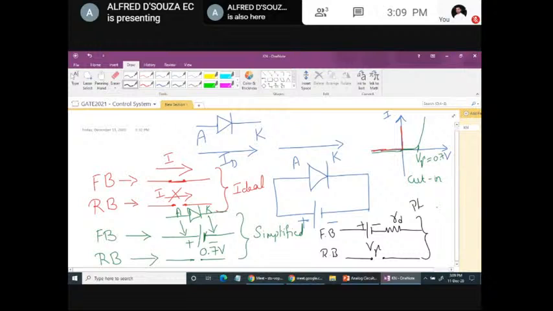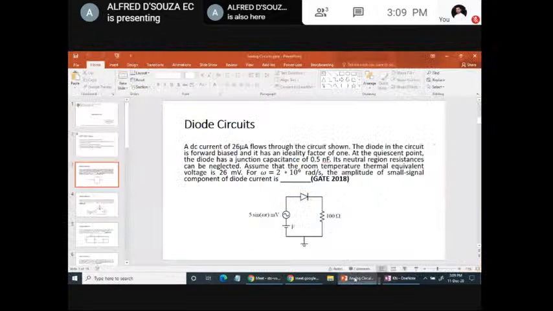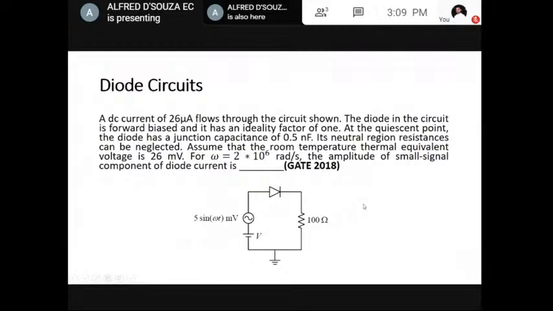So we'll make use of the ideal model most of the times, and sometimes in the question, if they say the diode is a practical silicon diode, then you can use the simplified equivalent model. So with this background, let us try to solve the first question, which states that a DC current of 26 microampere flows through the circuit shown.